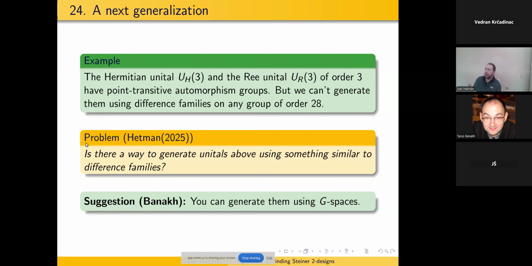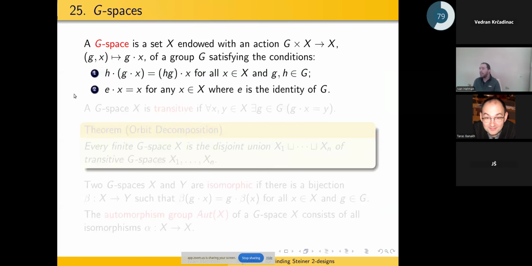So I stated the problem at our offline meetings: is there a way to generate the unitals above using something similar to difference families? Taras answered this problem very quickly. He suggested that I can generate them using G spaces, and that was how eventually we developed the second generalization of the algorithm. It is about G spaces.